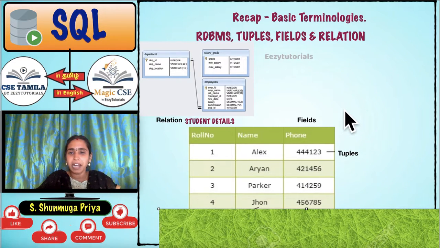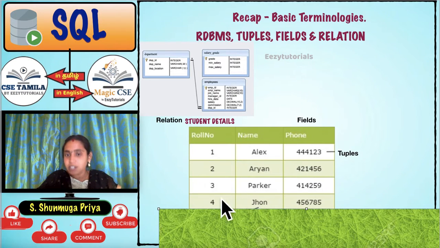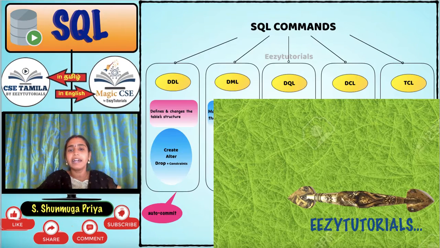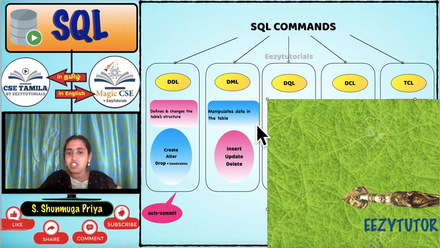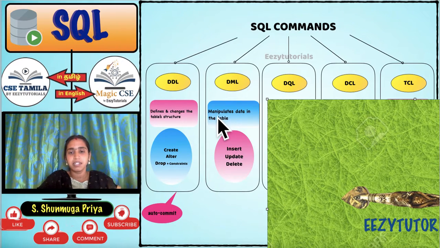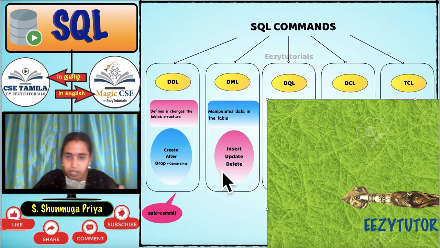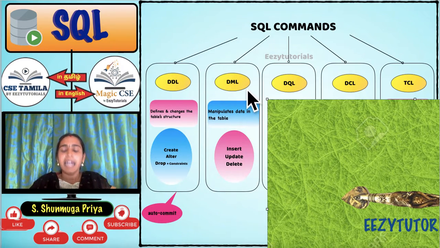That and all will not be handled by DML. It will be handled only by DDL. Only the records inside the relation will be handled by the DML. So DML means data manipulation language. It will be manipulating the data present in the table. So you have insert, update, delete. These are the 3 major commands which you use under DML.